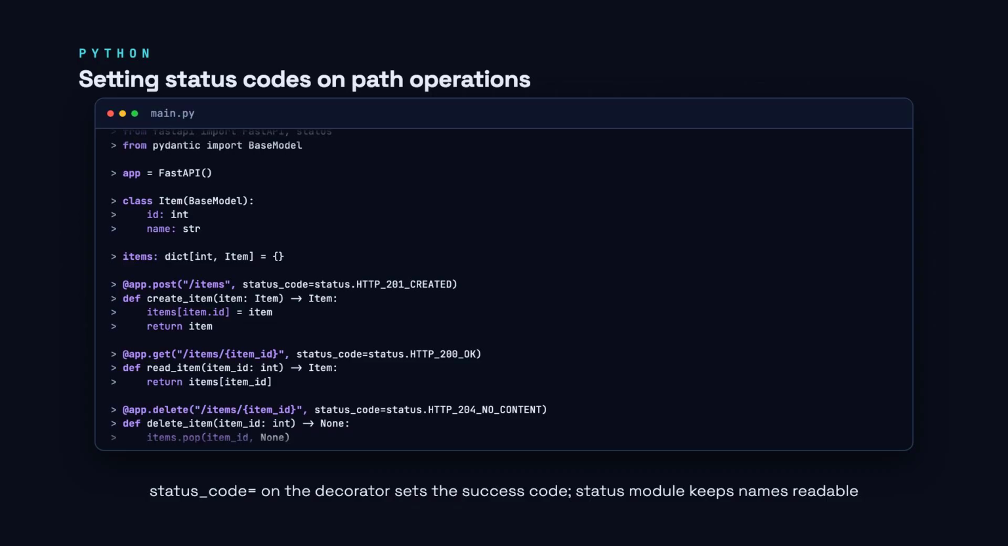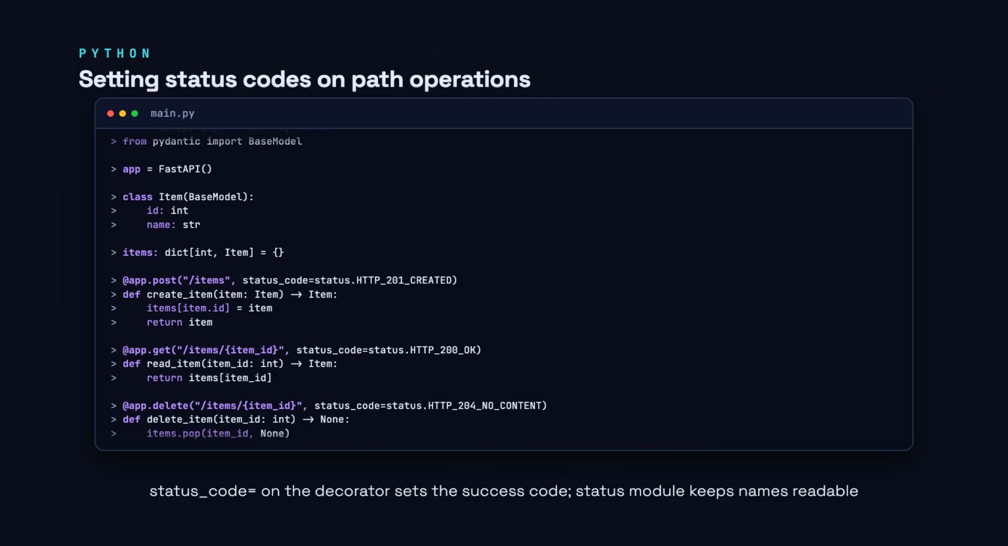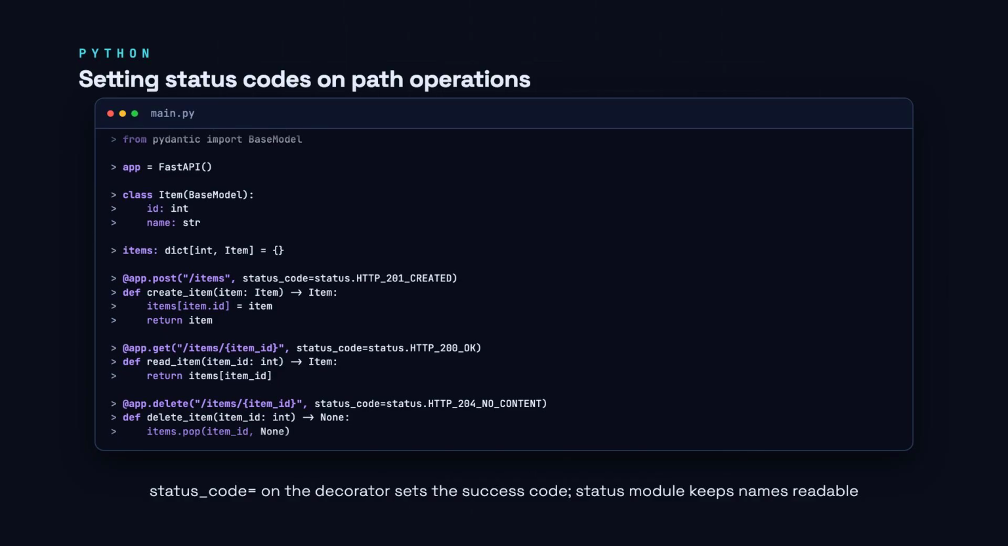The delete_item endpoint returns None and carries status.HTTP_204_NO_CONTENT. 204 tells the client there is no response body to parse.